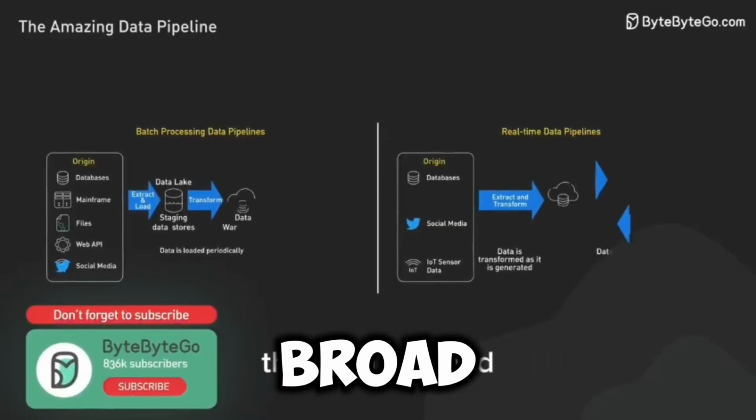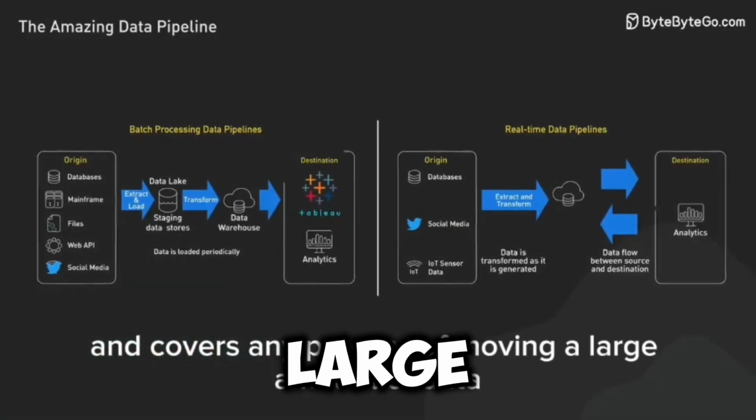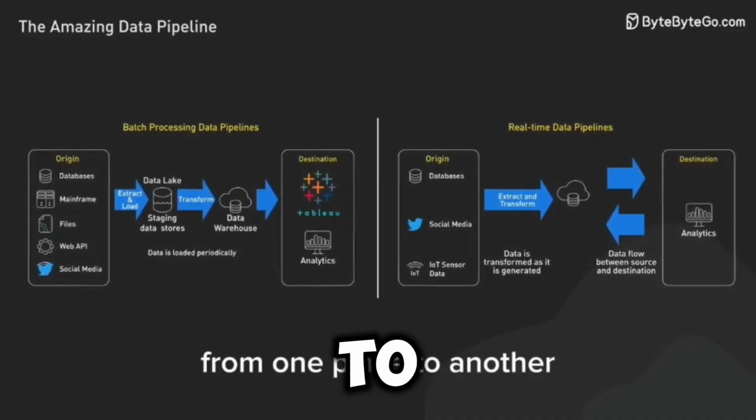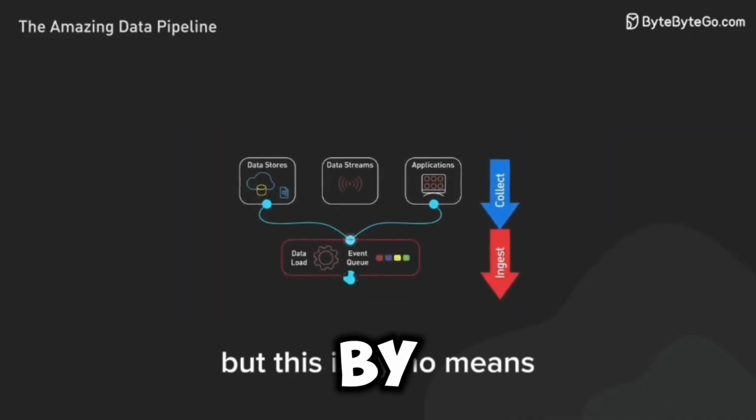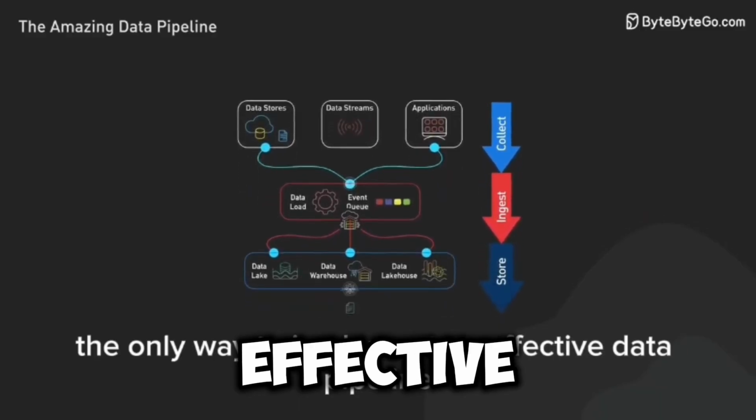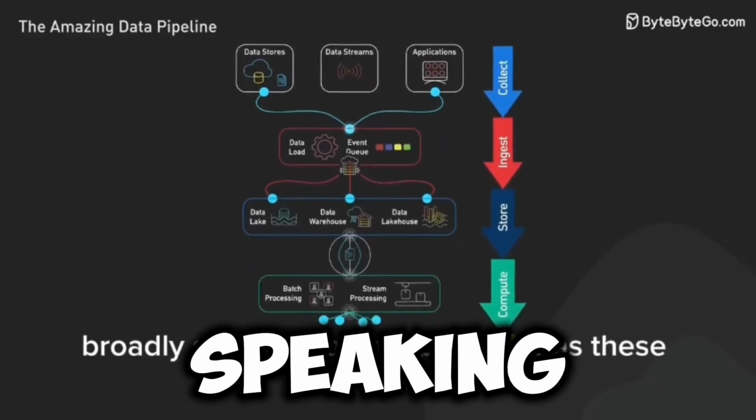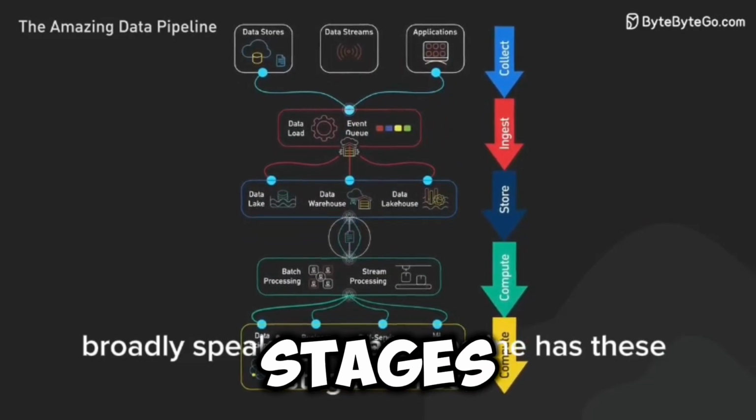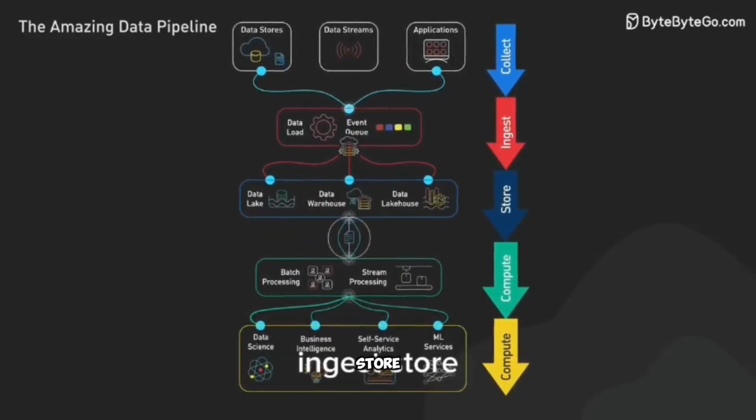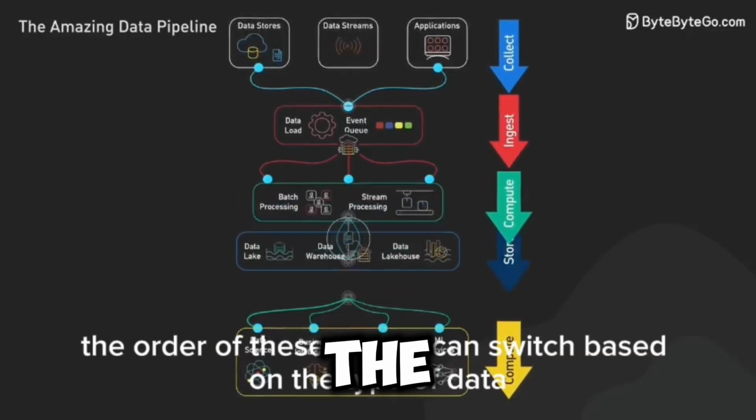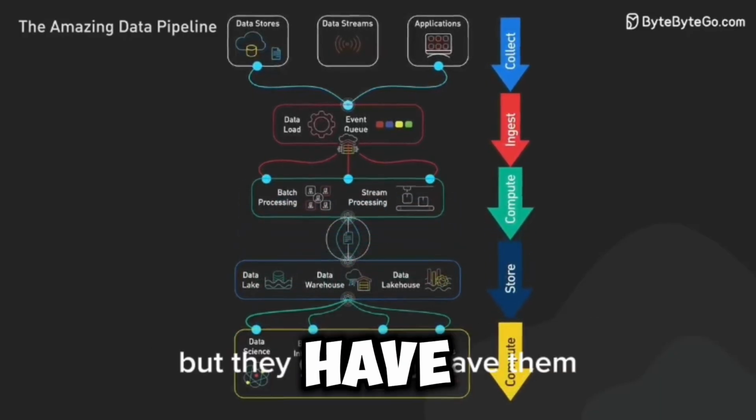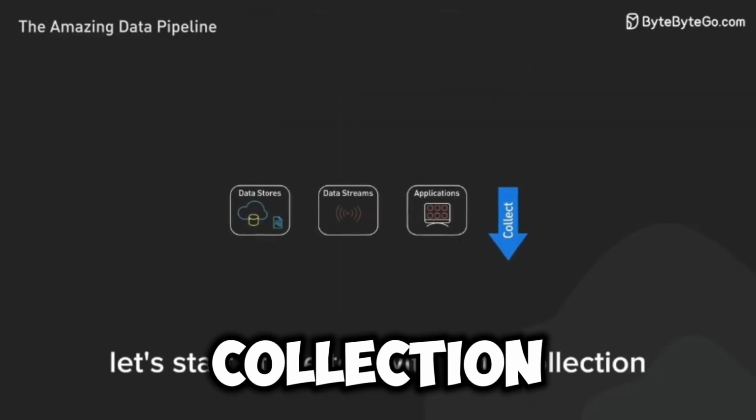The term is broad and covers any process of moving a large amount of data from one place to another. What we present here is a general version of it, but this is by no means the only way to implement an effective data pipeline. Broadly speaking, a data pipeline has these stages: collect, ingest, store, compute, and consume. The order of these stages can switch based on the type of data, but they generally have them. Let's start at the top with data collection.